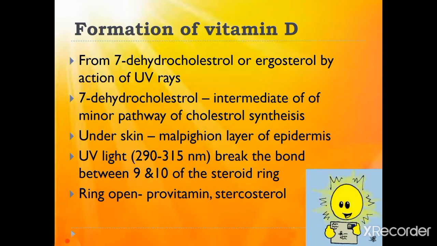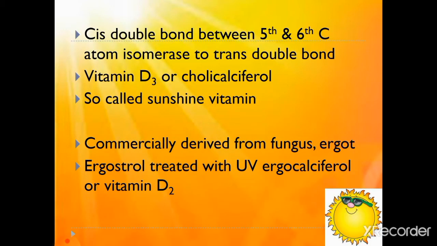When the skin is exposed to UV rays ranging from 290 to 315 nanometers, there is a breakage of the bond between the 9th and the 10th steroid ring of the cholesterol. So the ring is opening and forming the provitamin of vitamin D. Also there is a conversion of the cis double bond between the 5th and 6th carbon atom to a trans double bond.